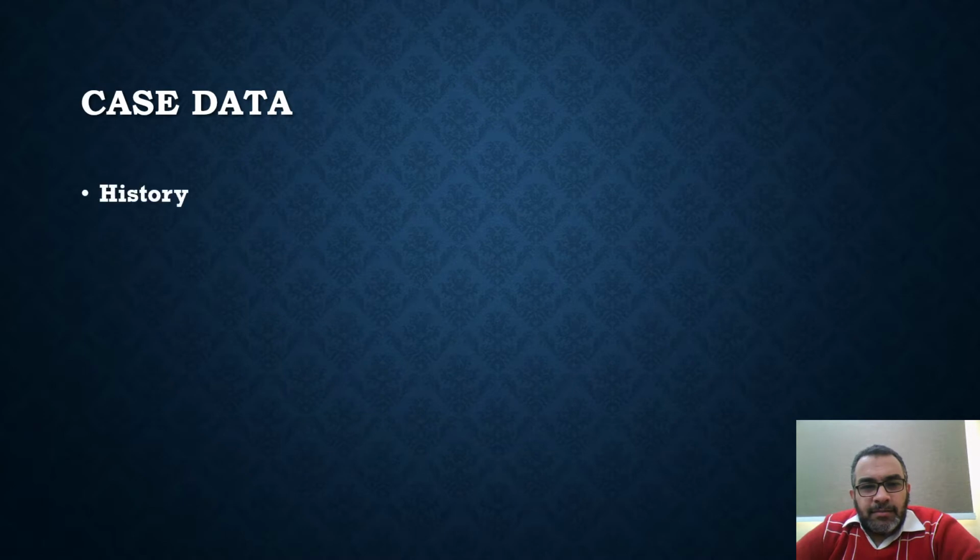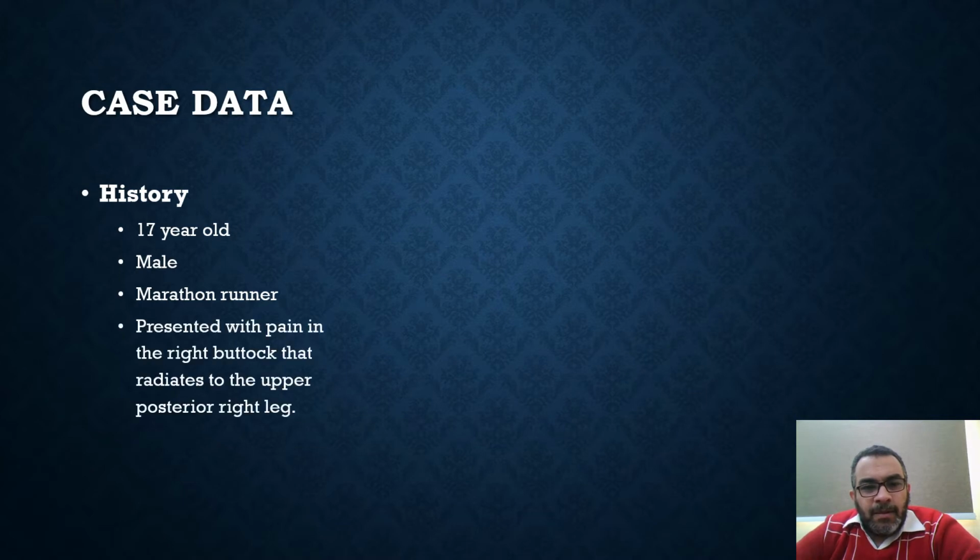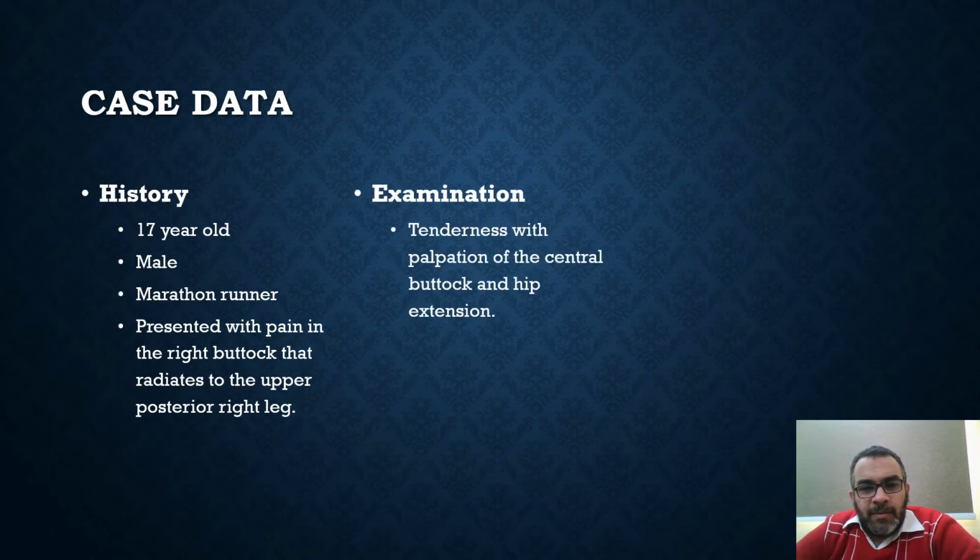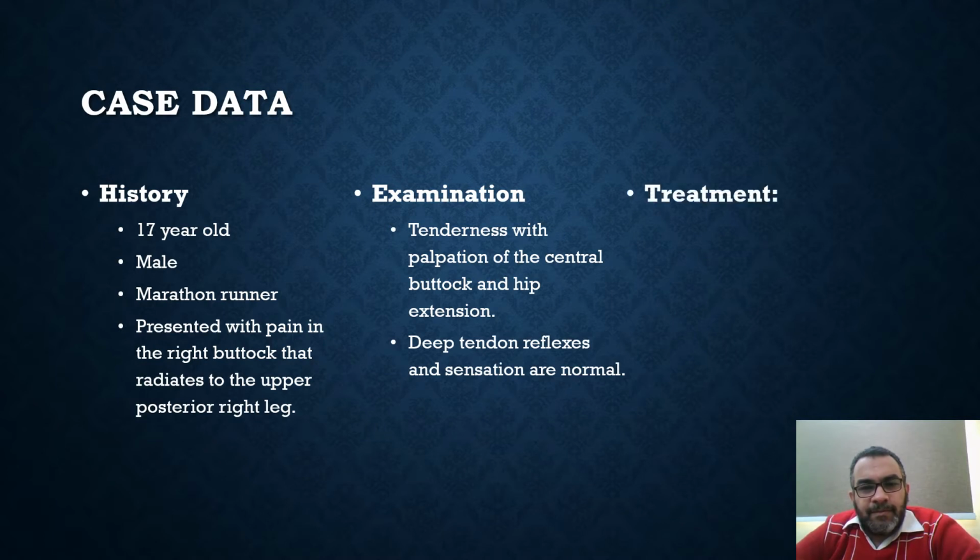Case data: a 17-year-old male, a boy 17 years old. He is a marathon runner. He presented with pain in the right buttock that radiates to the upper posterior right leg. By examination, tenderness with palpation of the central buttock and hip extension. Deep tendon reflexes and sensation are normal. Treatment: the patient responded well to non-steroidals and rest.